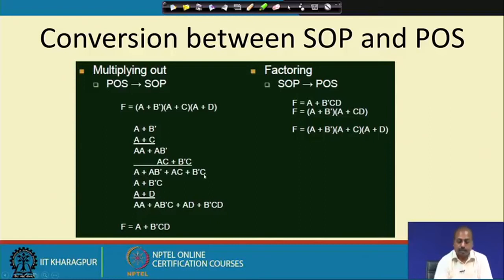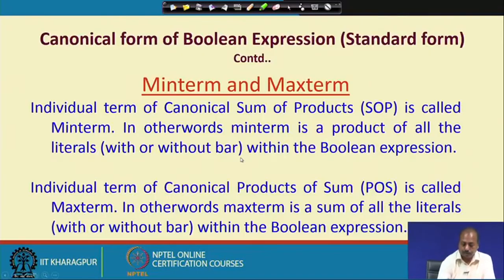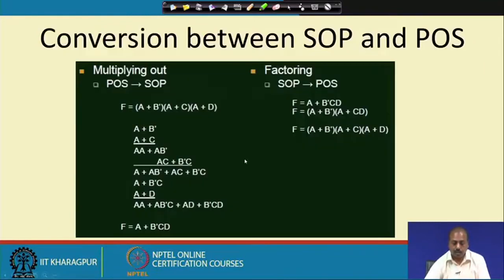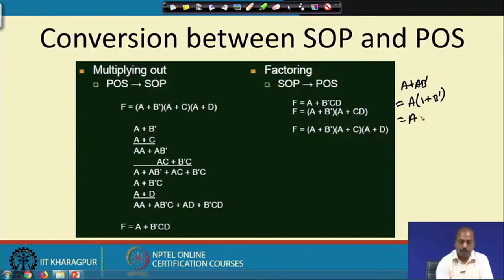Why? Say this one, a plus a b bar. It can be written as a into 1 plus b bar, that is equal to a. So, the first part a plus a b bar can be converted into a. Now, this a plus a c can again be converted into a into 1 plus c, that is equal to a. So, the first three terms of the expression here boil down to a.